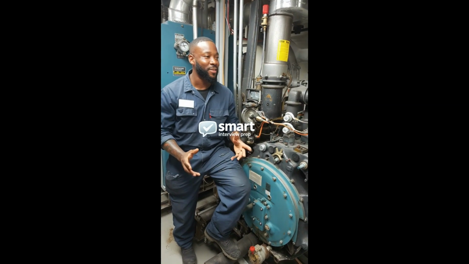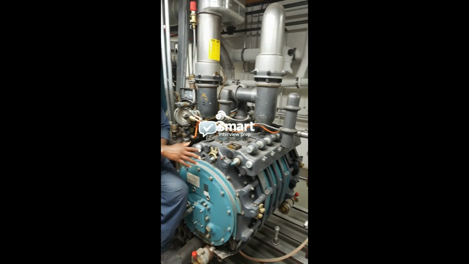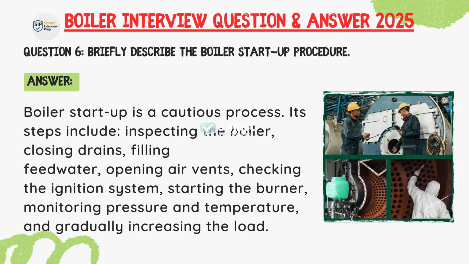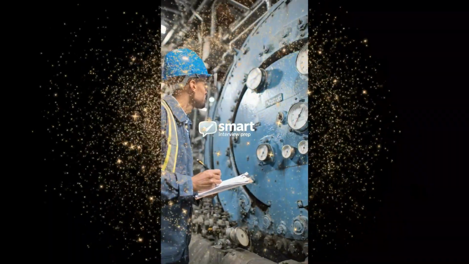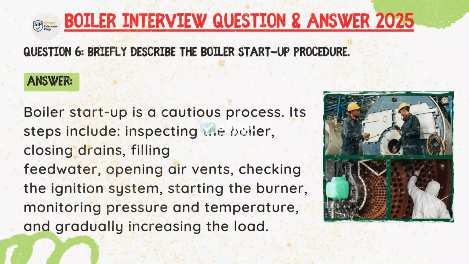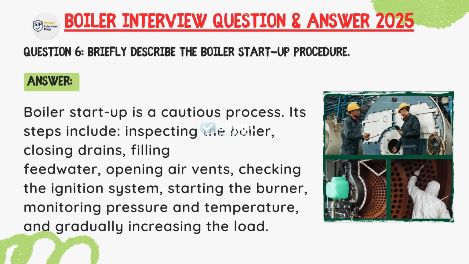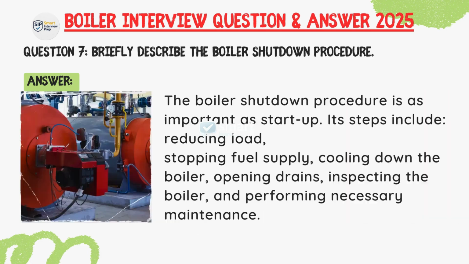Question: Briefly describe the boiler startup procedure. Answer: Boiler startup is a cautious process. Each step includes inspecting the boiler, closing the drain, filling feed water, opening air vents, checking the ignition system, starting the burner, monitoring pressure and temperature, and gradually increasing the load.